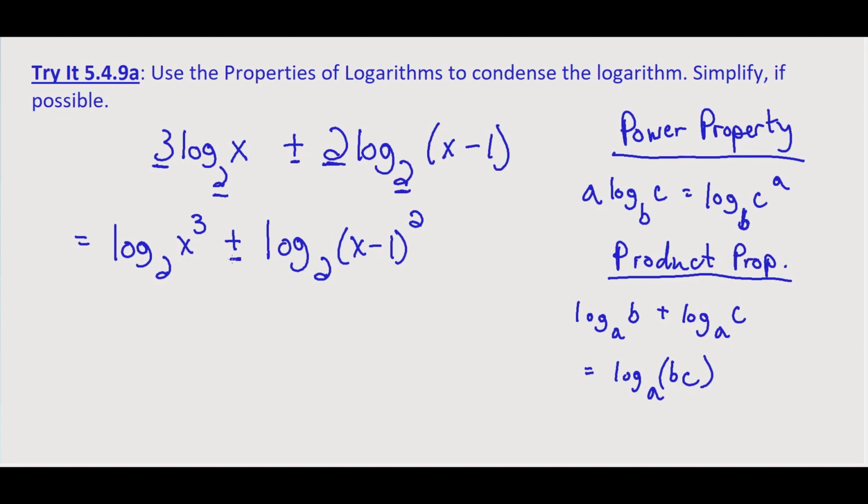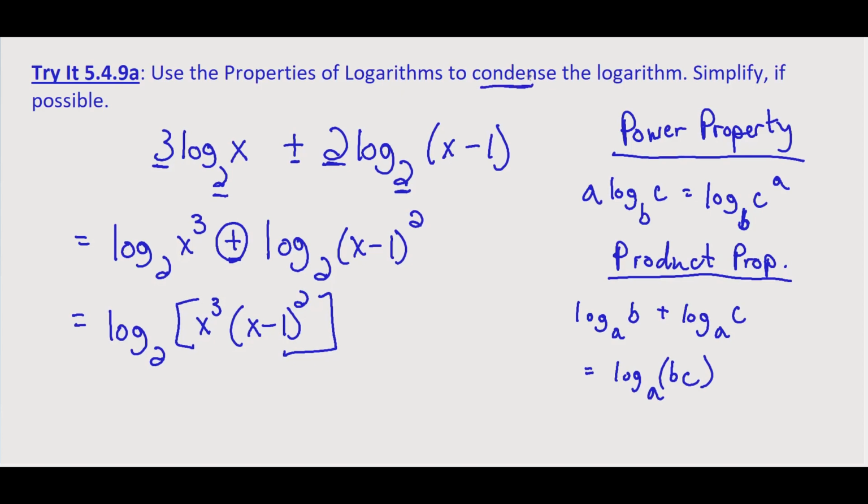Now with this addition here, we will use the product property. So this is going to be log base 2 of x cubed times x minus 1 squared. Technically, we could go ahead and multiply through. That's not necessary because we're condensing, so we want it in factored form. So it is going to be x cubed and x minus 1 squared.